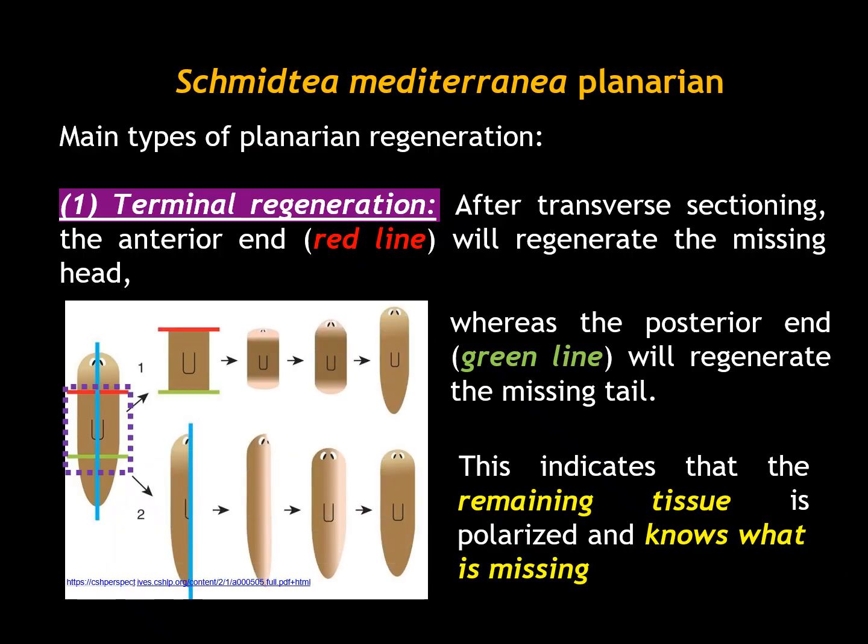So now that we know that they are able to regenerate, let's talk more scientifically about what is happening. The terminal regeneration, the one that we saw with the red line, is missing the head. The green one is missing the tail. It's pretty incredible that the organism is able to know what part is missing, if it's missing the head or the tail. We are looking for the molecular mechanisms that let them know this polarity. What is head and what is tail?